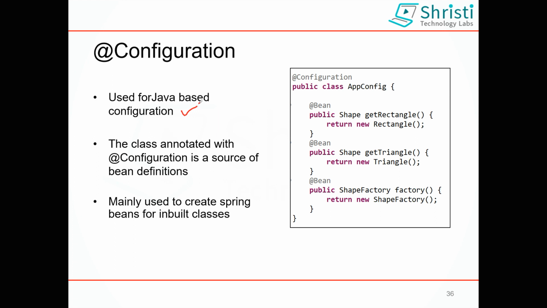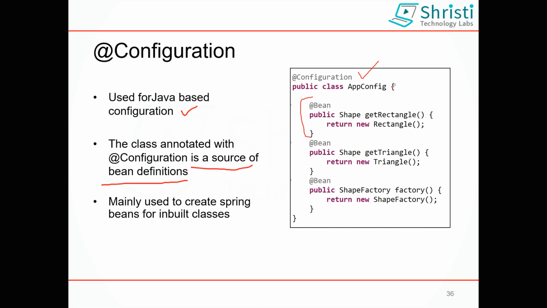But in case of @Configuration, it is a class which is going to have the source of all the bean definitions. It means the class has multiple methods. Each method is called a bean definition. That is, each method is annotated with @Bean. Also, this @Configuration class is a specialized version of @Component. It means during runtime, the Spring framework will auto detect this class.